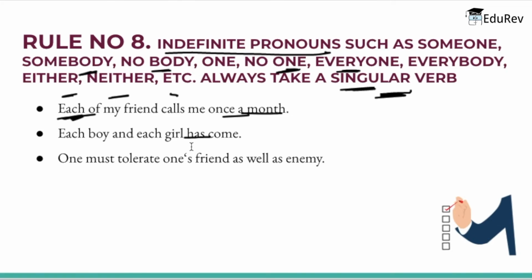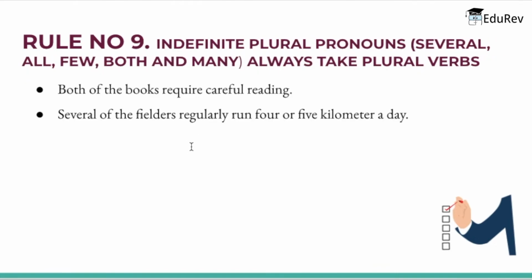So what do we understand by these examples? That suppose you have indefinite pronouns in your sentences, and I will repeat this again. What are the examples of indefinite pronouns? It is like someone, somebody, nobody, one, no one, everyone, everybody, either, neither, etc. Alright. So if these kinds of indefinite pronouns are used in your sentences, then you always have to use what? A singular verb.